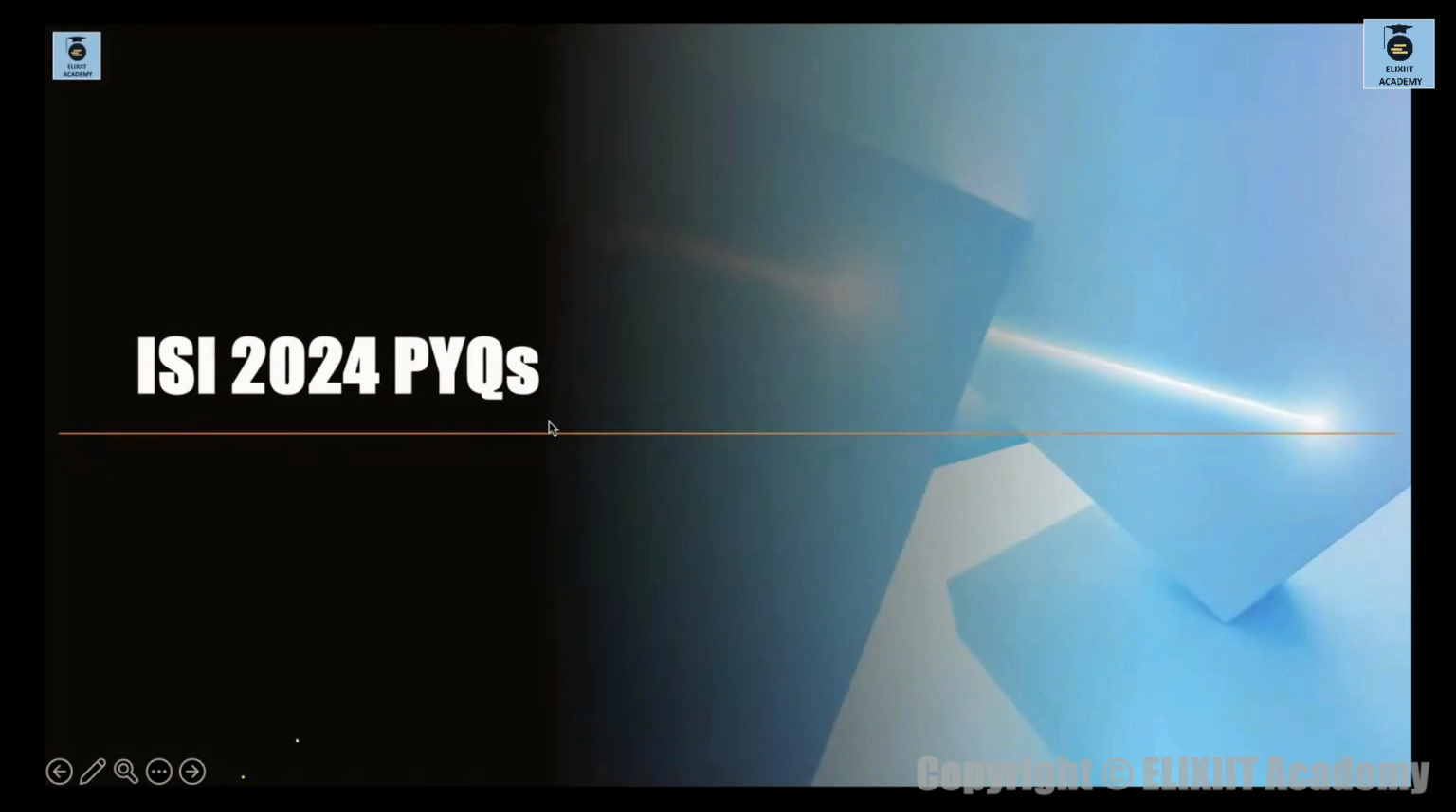Okay, next we move on to ISI 2024 PYQs. Before we start, just to mention, there were two more questions from differentiability, both of them based on applications of derivatives only. One was directly based on the fixed point theorem, and the other one was from the chapter of applications of derivatives. So that we'll discuss in the next session. Let us move on to 2024's PYQs.